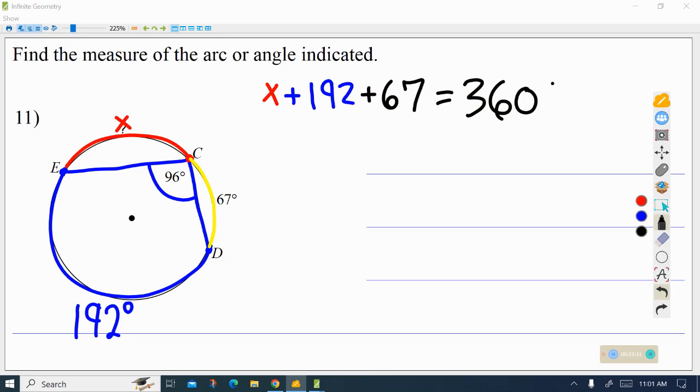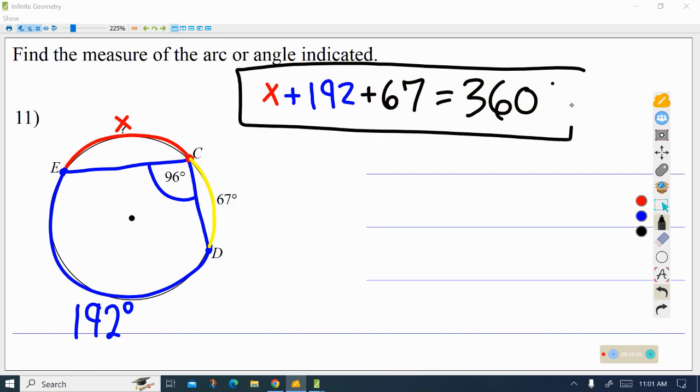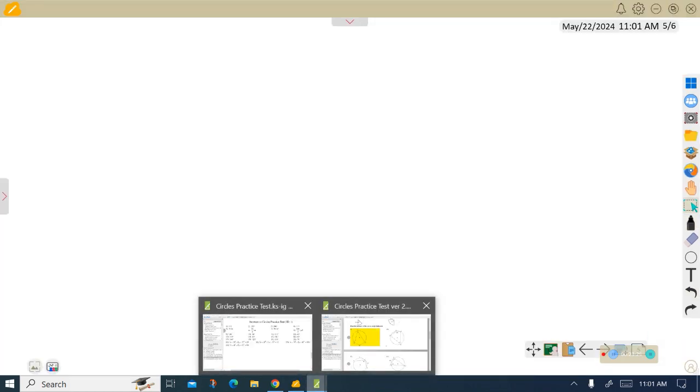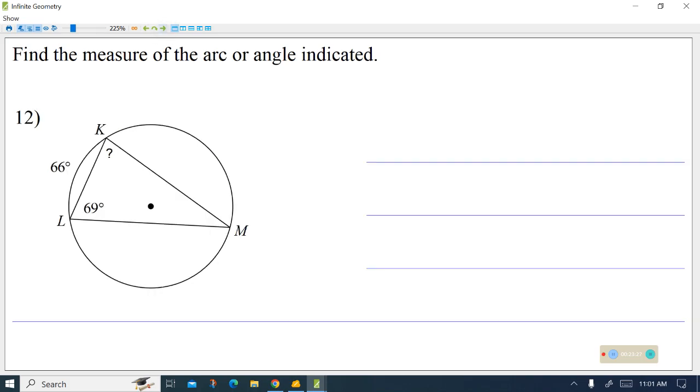Okay, so if you go through, you could easily solve this problem by just doing subtraction. Okay, so I don't want to take away that opportunity from you, but just subtract those two numbers from 360, and you'll be able to tell what X would be. Okay? So that was kind of like a two-step problem in a way. All right, number 12 here.